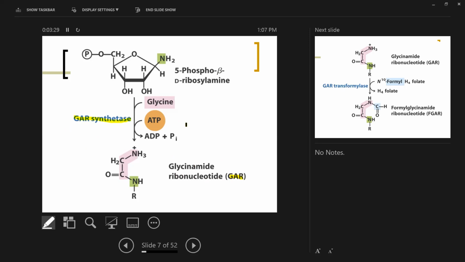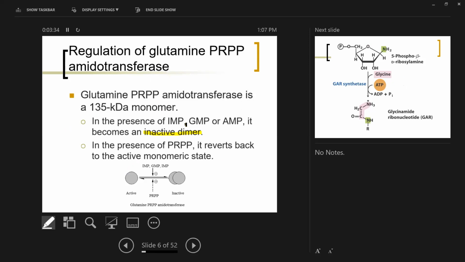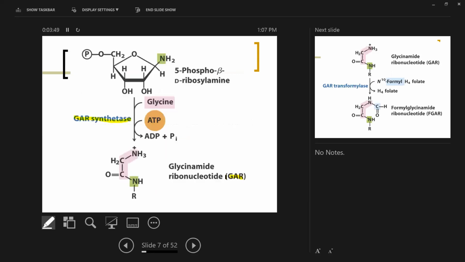Sorry, a couple slides ago, you said PRPP converts. Did you say, is it? Active, okay. Yeah. If this is in the dimeric state and you get more substrate, you'll convert this back to the monomeric state. And in the monomeric state, it's active. GAR synthetase. GAR is more stable than the 5-phosphoribosylamine. So this next reaction will occur quite quickly.